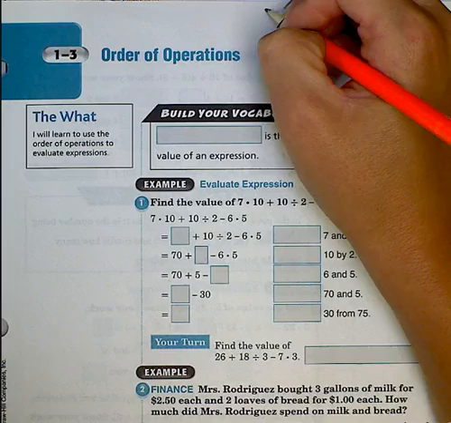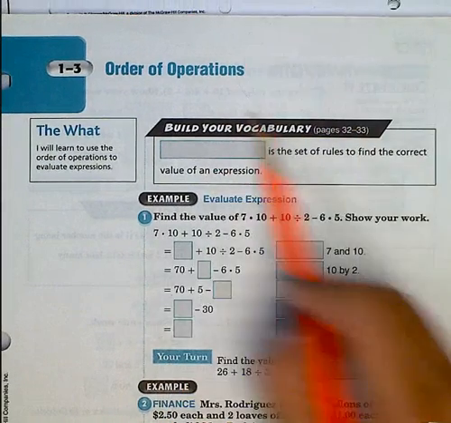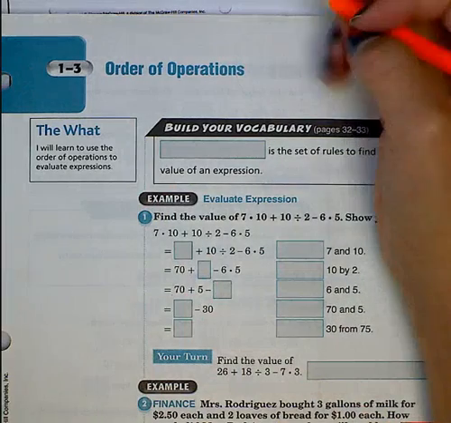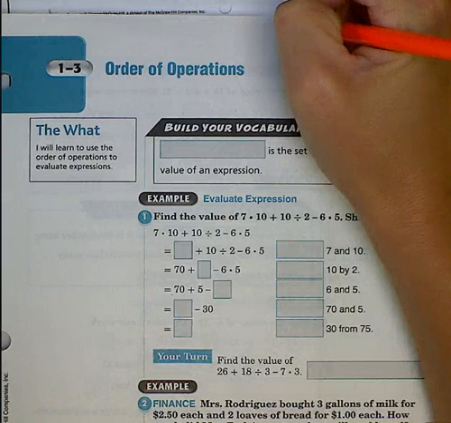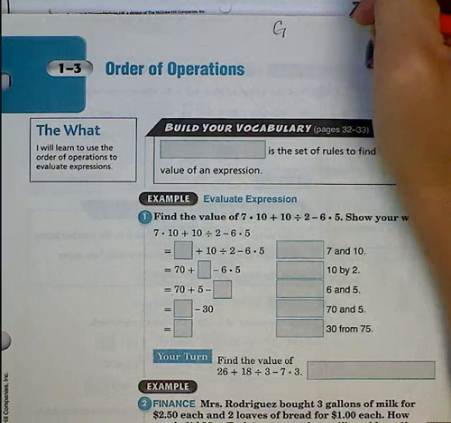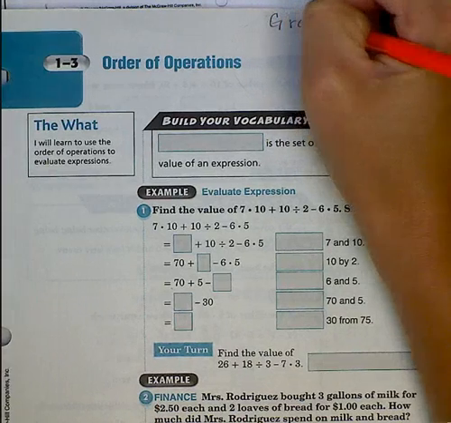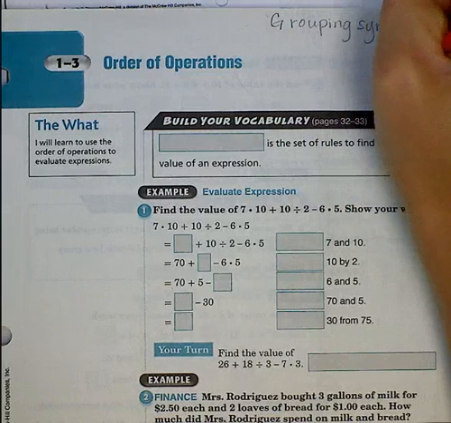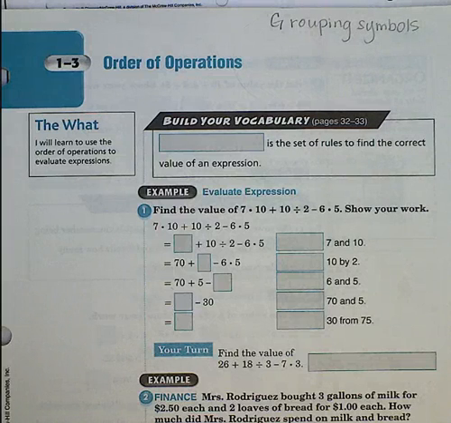So what I want you to do is use this space up here in your notebook, and often we use the space here and the space here to take notes. Up here, I want you to write, first thing we do is G. What does G stand for? G is going to stand for grouping symbols. Grouping symbols could be parentheses or brackets, depending on what kind of problem you're working with.